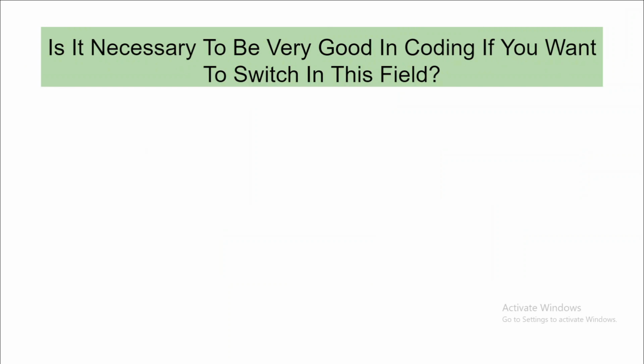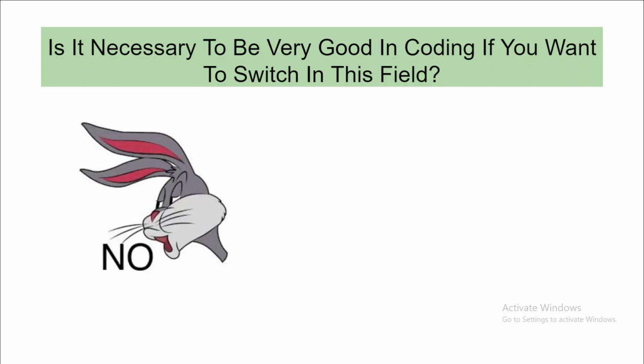Then coming to the next point, so many people have a doubt: do I have to be very good at coding if I have to switch from a research background to the computational field? I would say no, because as a beginner, you don't have to be a pro in coding. You are going to learn coding step by step, and while doing different projects, you will learn different coding sections.